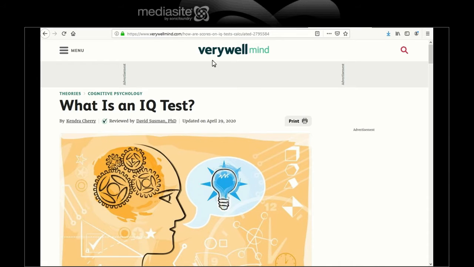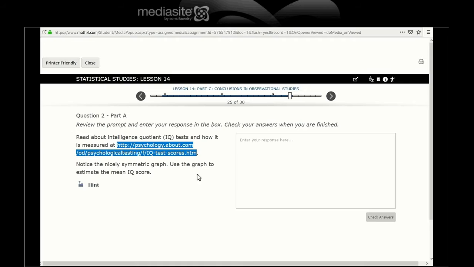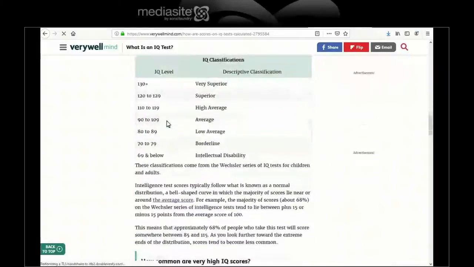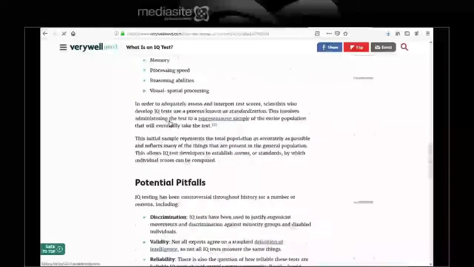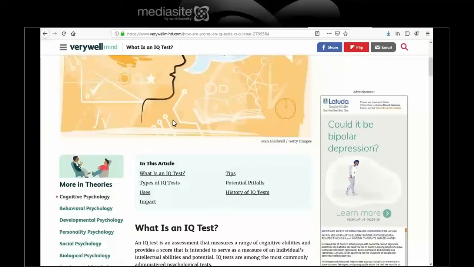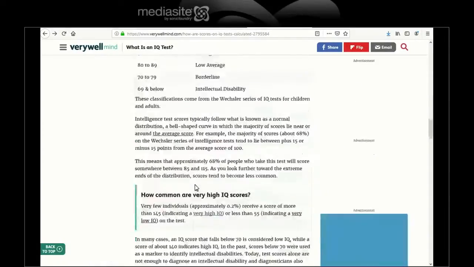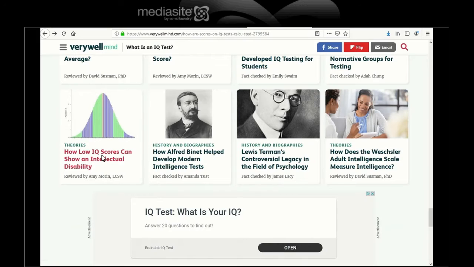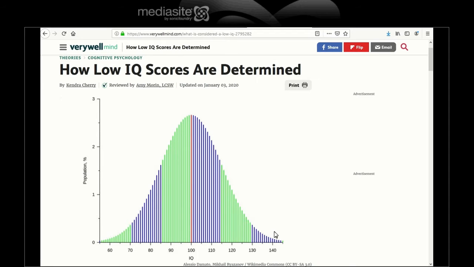What is an IQ test? And what are you supposed to be looking for? Notice the nicely symmetric graphs. Okay, let's go notice the nicely symmetric graphs. You can read this on your own, by the way. Okay, I'm not seeing a graph here. But of course, something has probably changed. So, hey, here's a graph. Okay, so here's the distribution of the IQ test.